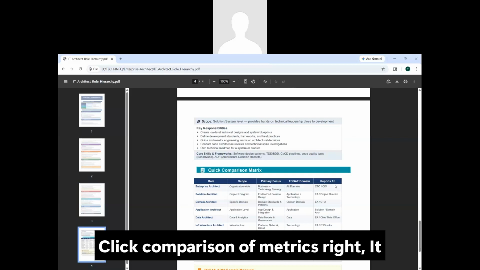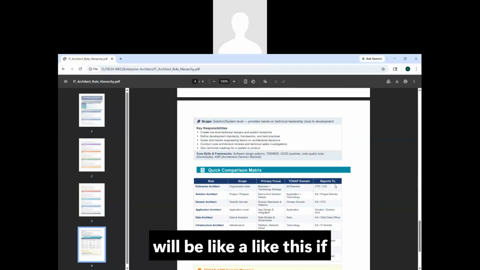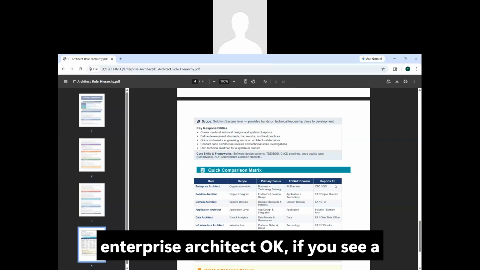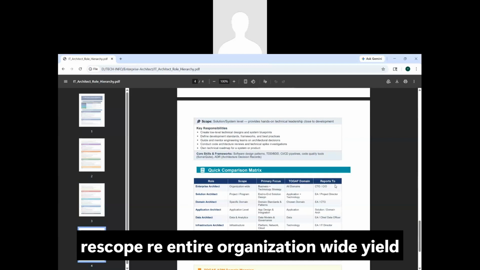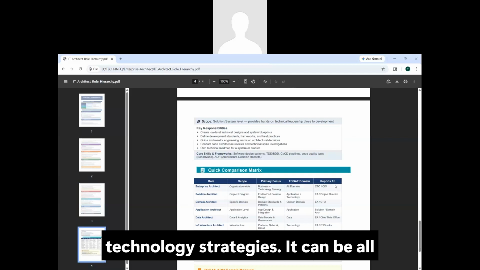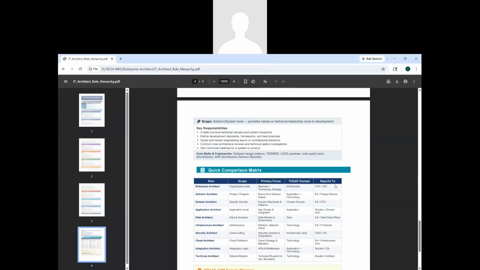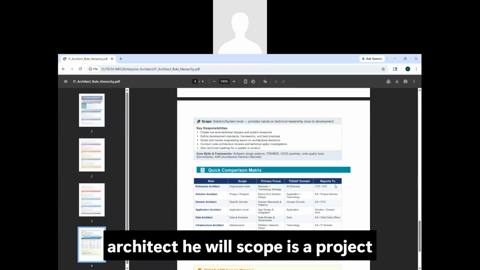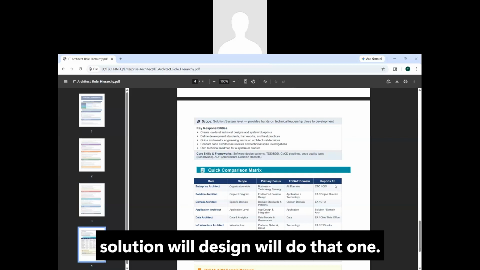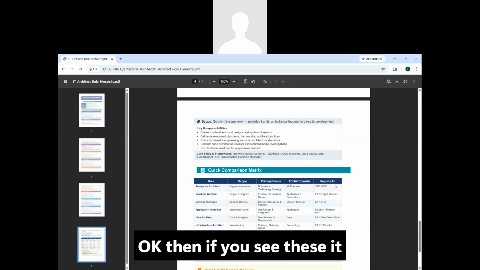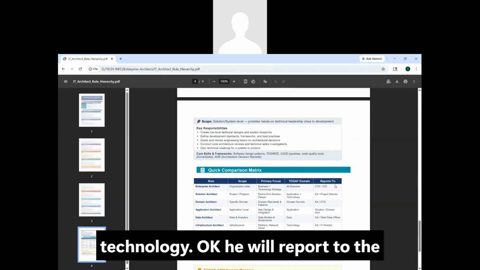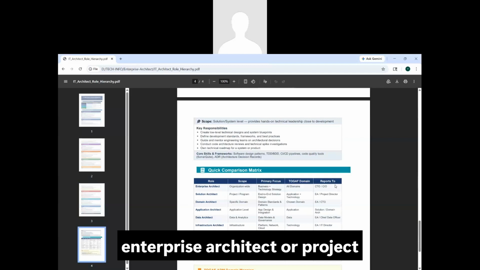Now, a quick comparison of the roles. For the enterprise architect, the scope is organization-wide, with the primary focus on business and technology strategies. It can cover all domains, and you report to the CTO and CIO. For the solution architect, the scope is a project or program, designing the end-to-end solution. It can be any domain, application or technology, and he reports to the enterprise architect or project director.